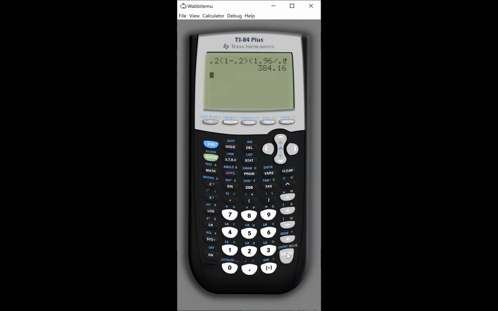Perfect, Elizabeth. So you get 384.16. So if you look at it, 384.16 is not my final answer. We have to round this up to the next whole number. So the final answer should be 385. All right. Everybody good for part A? All right, so let's move over to part B.